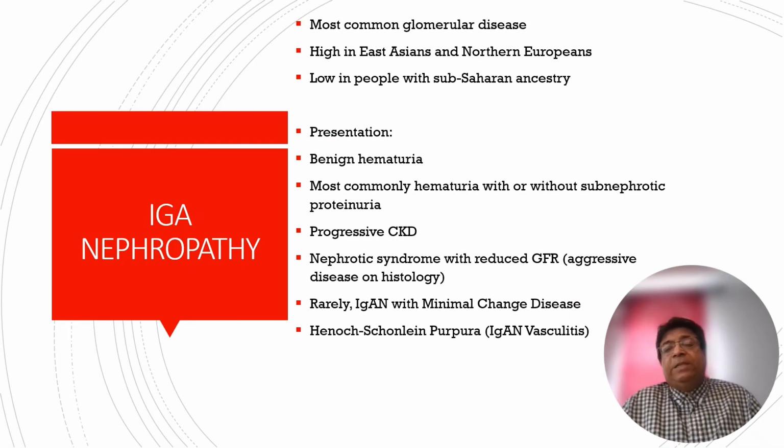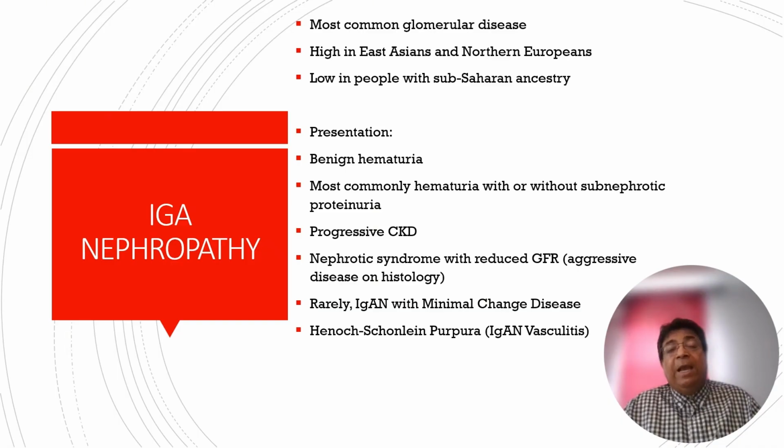So let's talk about IgA nephropathy. This is the most common glomerular disease. Its incidence is very high in East Asians and Northern Europeans, and low in people with sub-Saharan ancestry. The presentation can be simply benign hematuria, but most commonly it presents with hematuria with or without subnephrotic proteinuria.